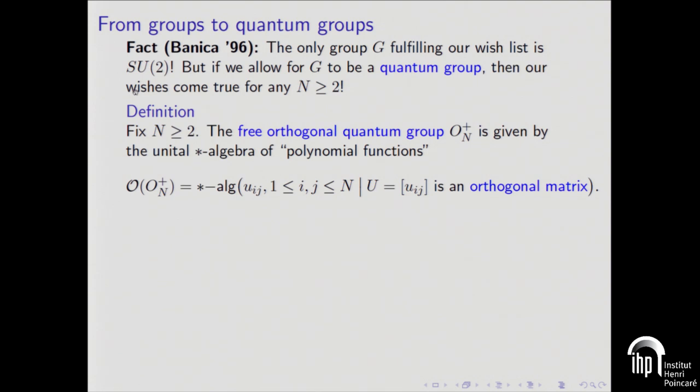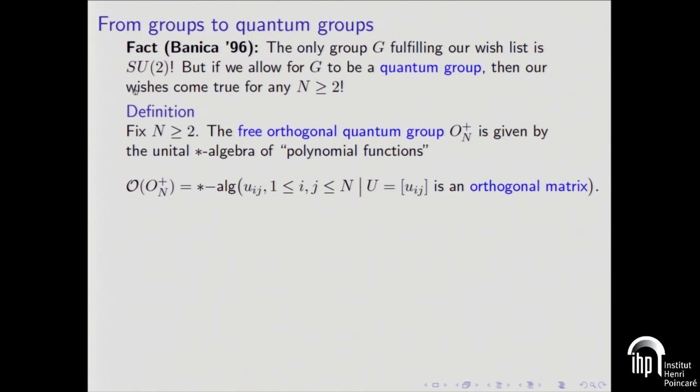But you can describe all of this structure at the level of its algebra of polynomial functions. If you know the polynomial functions on, let's say, a matrix group, you understand the group that underlies that algebra. And for groups, the polynomial function algebra is a commutative algebra given by some generators and relations, which are coming from the group structure. And a quantum group, for our purposes, we can just think of as a polynomial function algebra which we allow to be non-commutative.